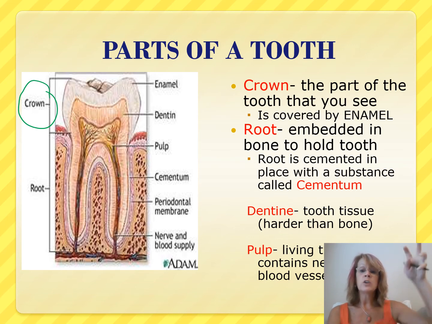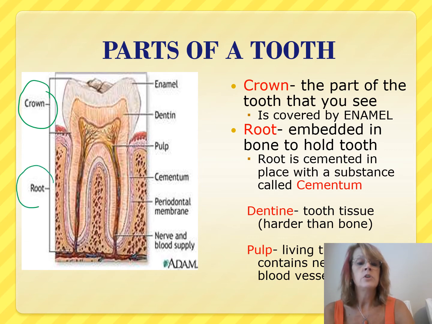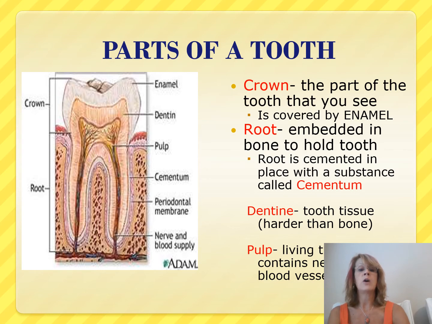Now, just like roots hold plants into the ground, the part of the tooth that's in our jaw bones is called the root. And its job is to hold your tooth in place. So just like roots grow downward and hold the tree in place, our roots are there to hold our teeth in place.